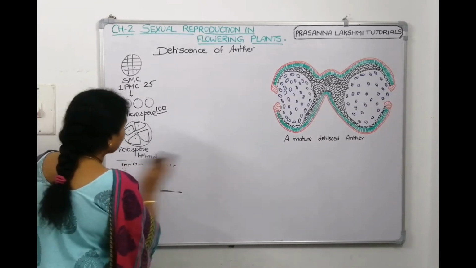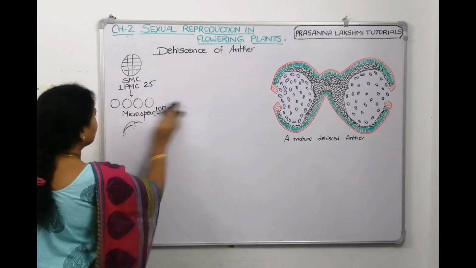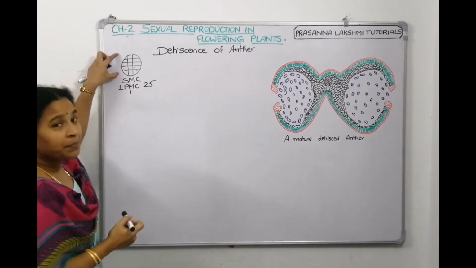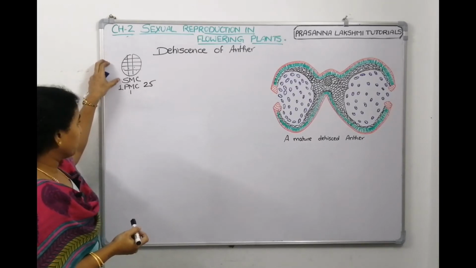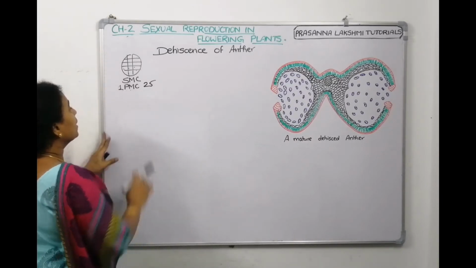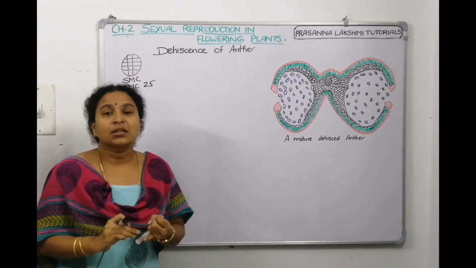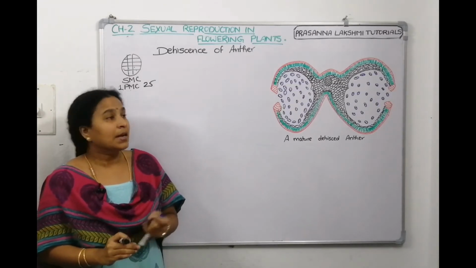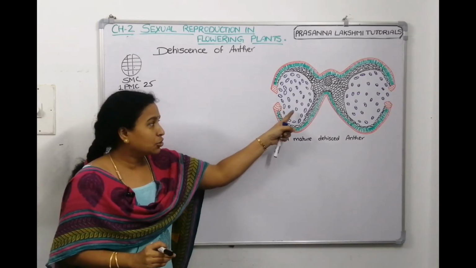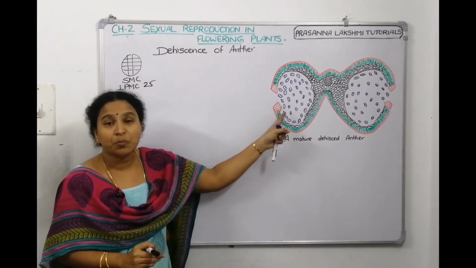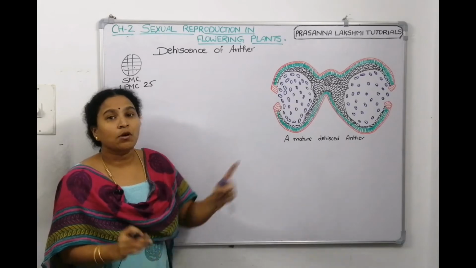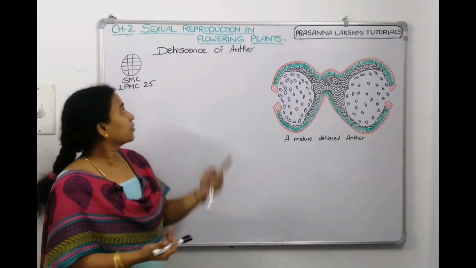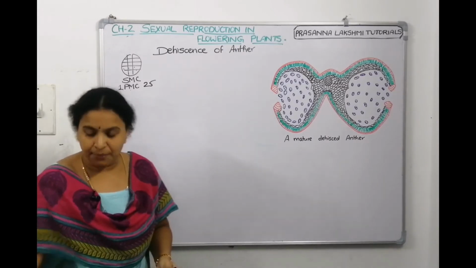So now we are saying that pollen grains are made in this manner. This is one microsporangium. The microsporangium contains spore mother cells, and spore mother cells are nothing but the pollen mother cells. The pollen mother cells have undergone meiotic division to make the pollen grains. These blue colored structures represent the pollen grains. Now the anther wall should split to release the pollen grains out. That's the concept called dehiscence of the anther.